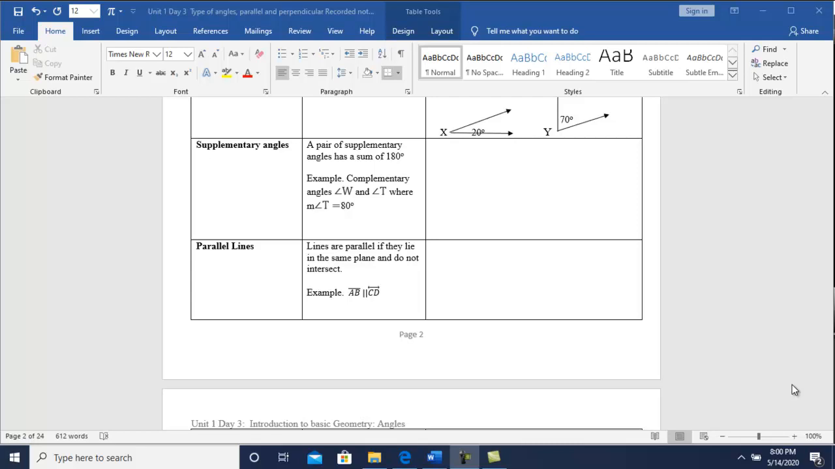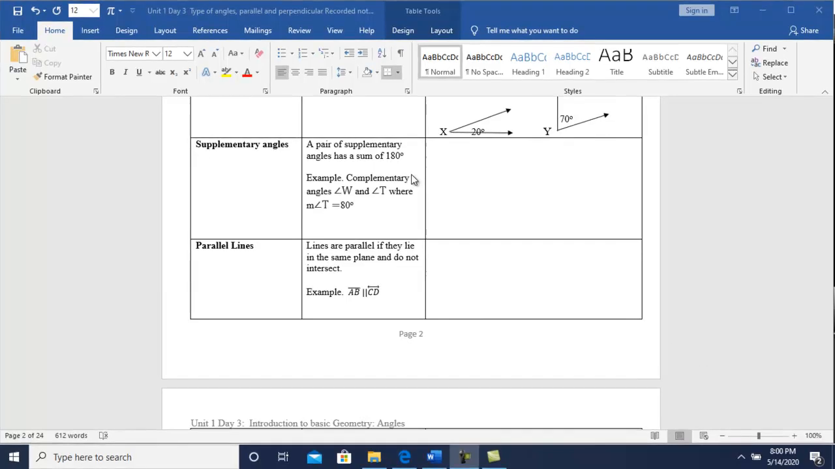Okay, so our goal is to look at the definition of supplementary angles. The rule says supplementary angles have a sum of 180 degrees. So we're going to look at the example. We're going to write the word supplementary here.